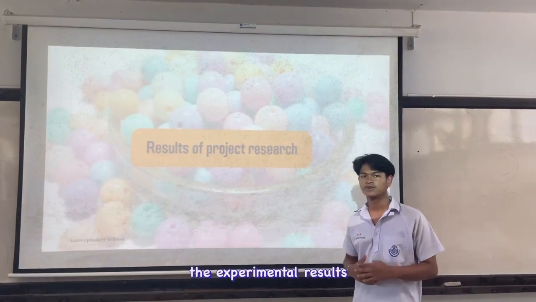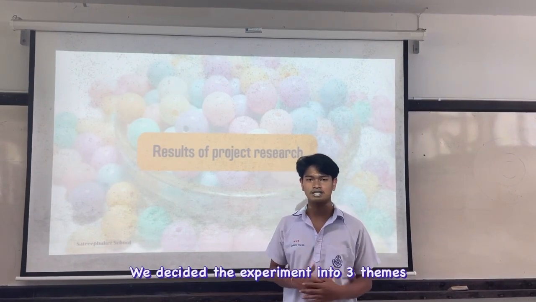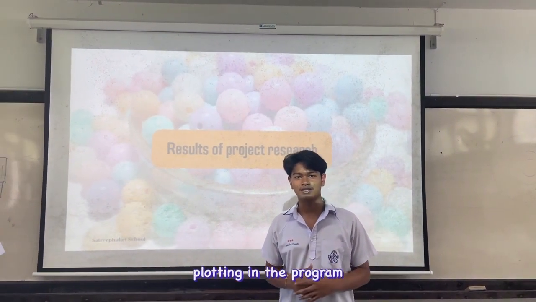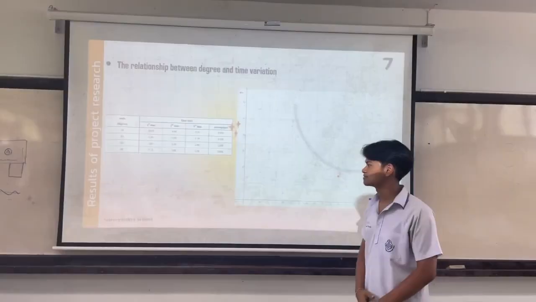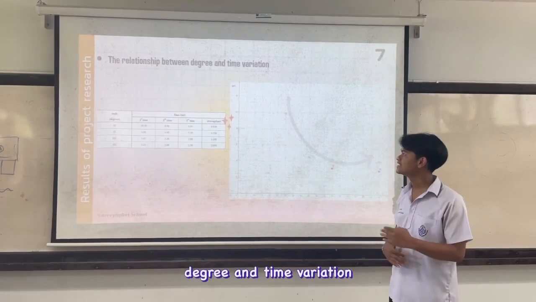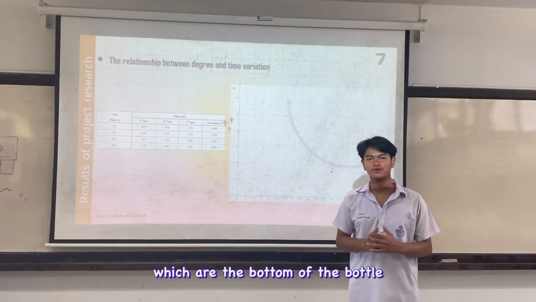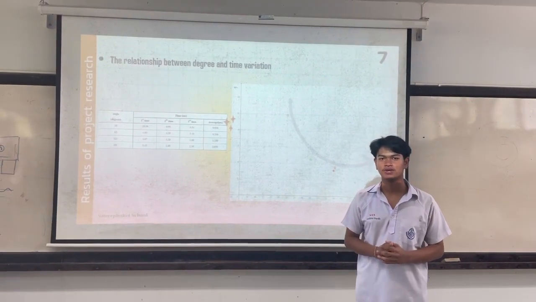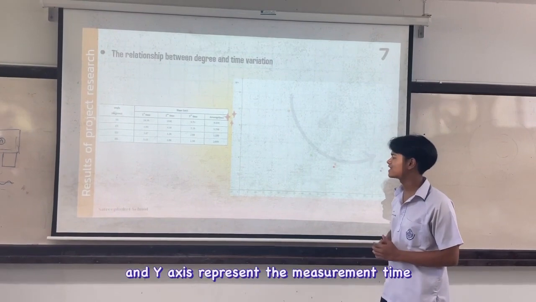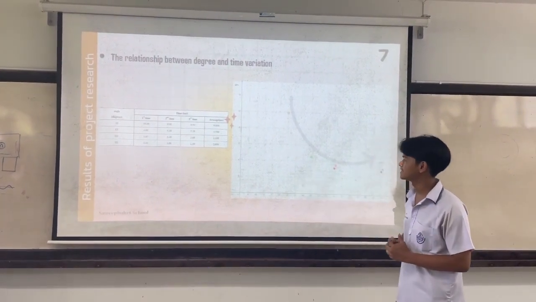Next, the experimental result. We divide the experiment into 3 teams, with each team conducting 3 experiments, plotting in the program. The first experiment shows the relationship between degree and time variation. We will start timing after the beads reach the bottom of the bottle. Draw a chart with the x-axis representing the different degrees and the y-axis representing the measured time. Shown as you can see.